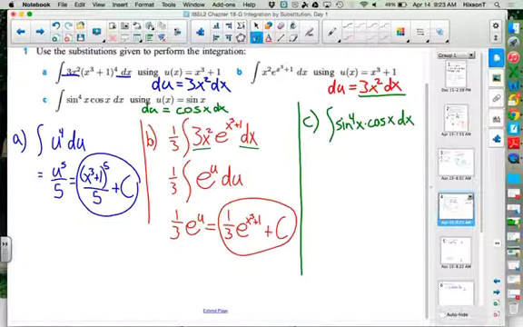All right. So you recognize here that du is cosine x dx, right? We have the cosine x dx right here. So what do we get when we rewrite this? It's the integral of, is it u to the fourth? Yes, u to the fourth du. Okay?